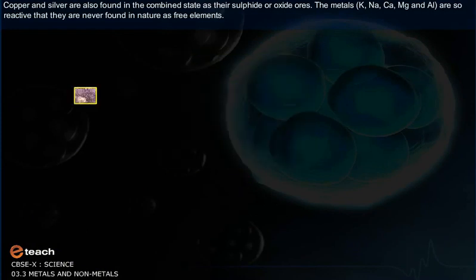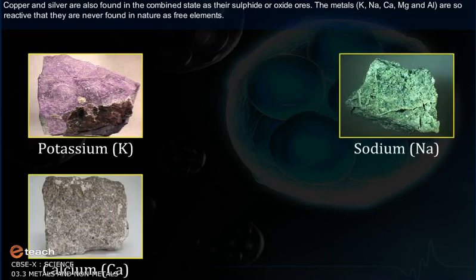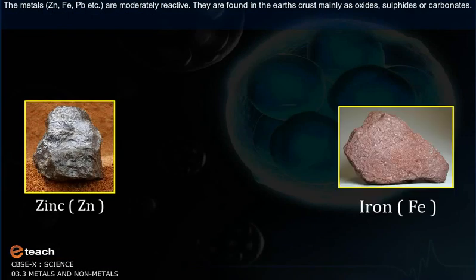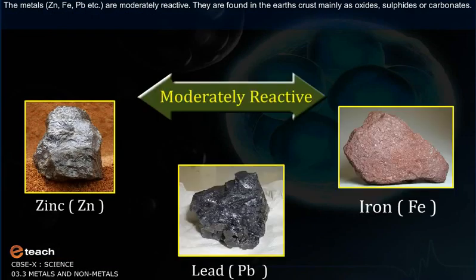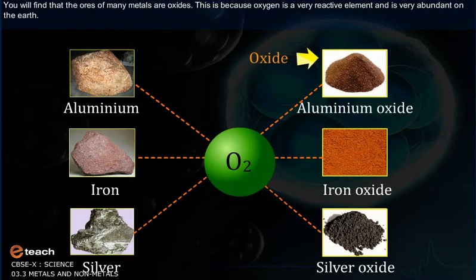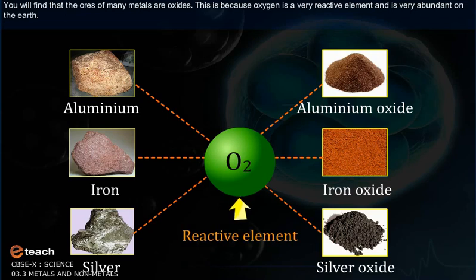The metals K, Na, Ca, Mg, and Al are so reactive that they are never found in nature as free elements. The metals zinc, iron, lead, etc. are moderately reactive. They are found in the Earth's crust mainly as oxides, sulfides, or carbonates. You will find that the ores of many metals are oxides. This is because oxygen is a very reactive element and is very abundant on the Earth.